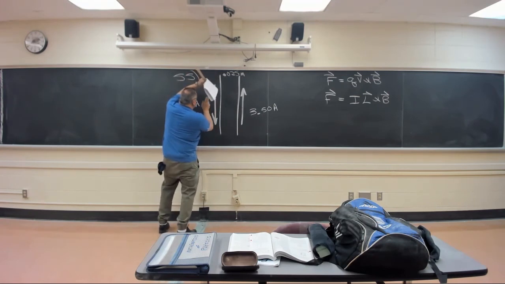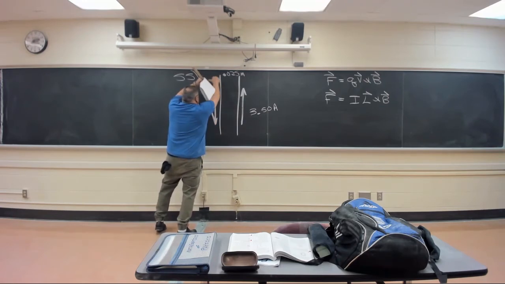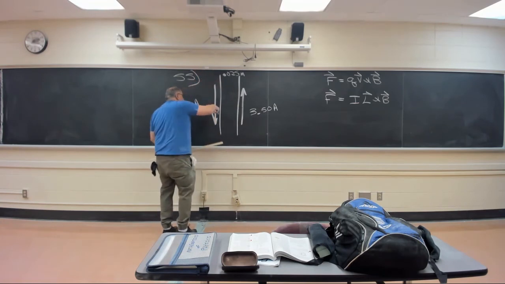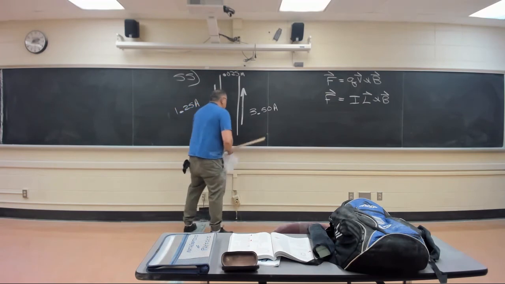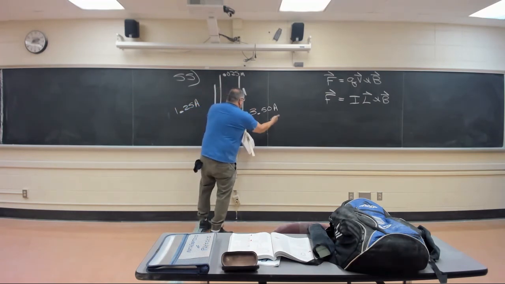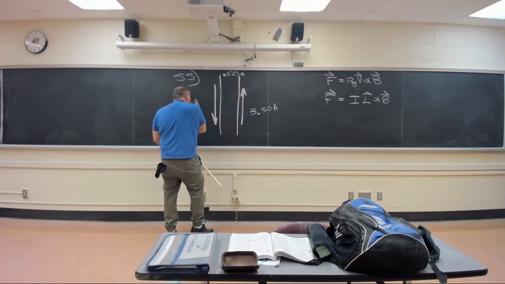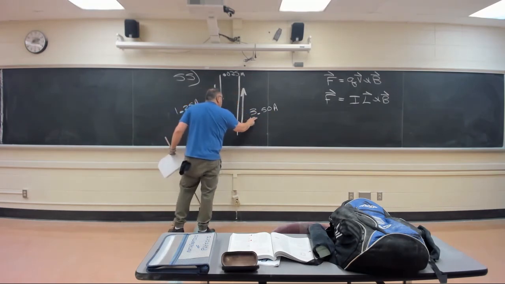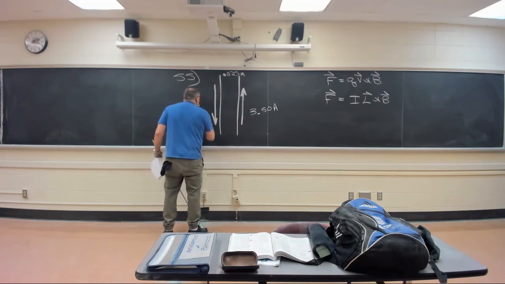What's IL cross B? Bam, IL cross B goes that way. This guy, circle, bam, it pops out of the board. I cross B, thumb goes, I cross B goes that way. So force this way, force that way. Big magnetic field generated by big current, but not a big current right here. So I cross B is a particular force.